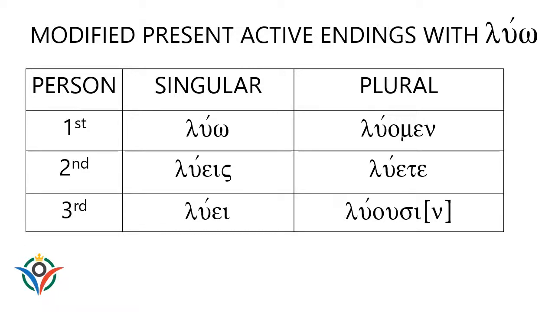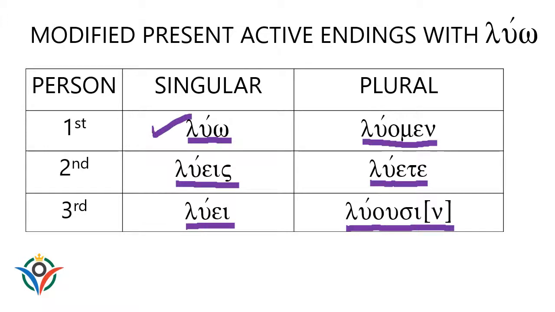So let's go through them together. The first person singular is pronounced as luo. The second person singular, lueis. Third person singular, luei. First person plural, luomen. Second person plural, luete. Third person plural, lousin. Let me say those one more time for you, starting with the singular: luo, lueis, luei. Luomen, luete, lousin.